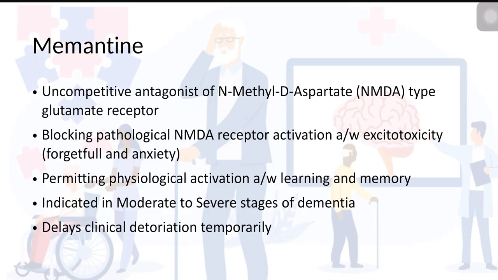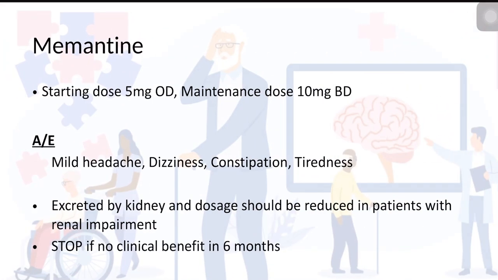Second group is Memantine. It is an uncompetitive antagonist of NMDA type of glutamate receptors. They block the pathological NMDA receptor activation associated with excitotoxicity, permitting physiological activation associated with learning and memory. It is indicated in moderate to severe stages of dementia. It actually does not stop the progression of the disease, but it helps in the delayed deterioration temporally.